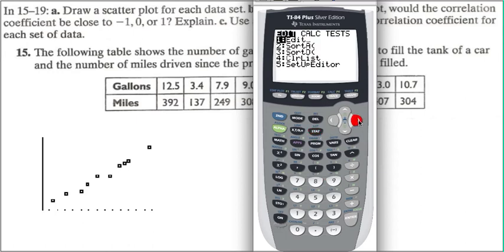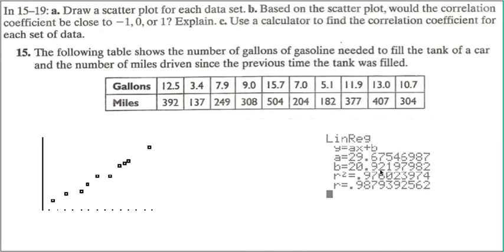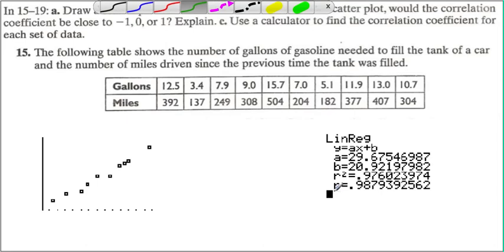Go for stat, calc, number 4. Press enter. Then here you will see that R is the coefficient of correlation, which is 0.9879. Pretty strong, close to 1. So that will be our answer. All right, let's move on to the next question.